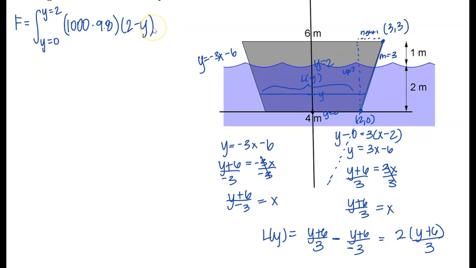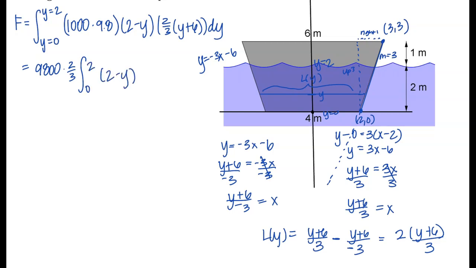We're going to go ahead and substitute that in right here into our fluid force integral. So I'll write this as 2/3 y plus 6 dy. And then we're going to go ahead and integrate it. So let's see, we'll multiply all the coefficients. 9.8 times 1,000, and then 2/3, all that can come to the front. So that's 9,800 times 2/3. We'll bring that to the front. 0 to 2, and then we have 2 minus y times y plus 6 dy.